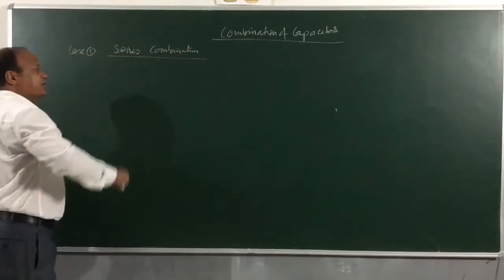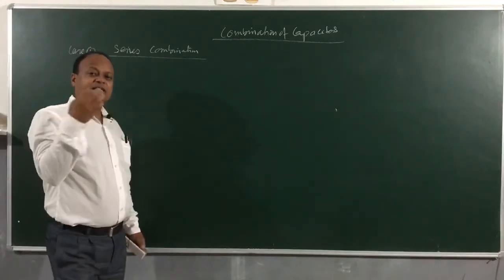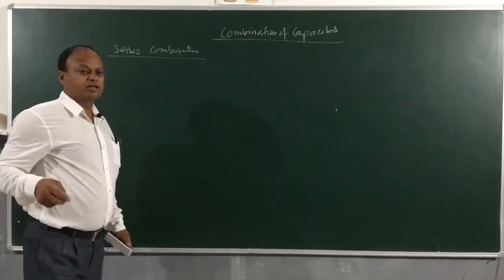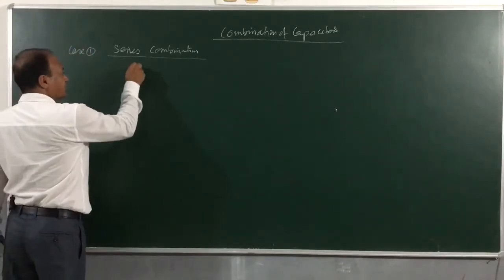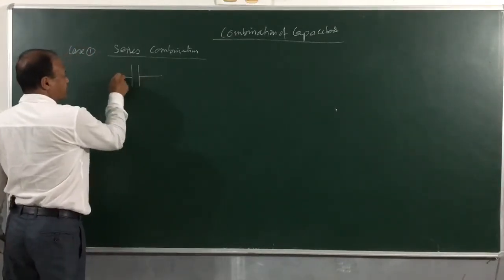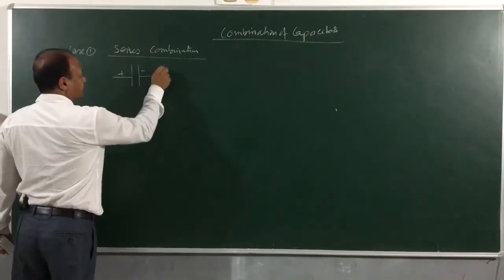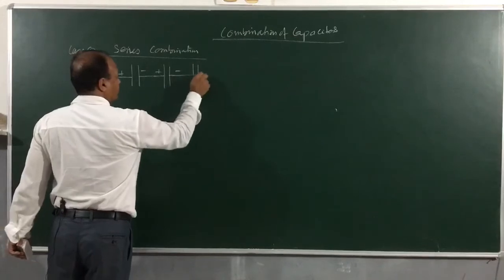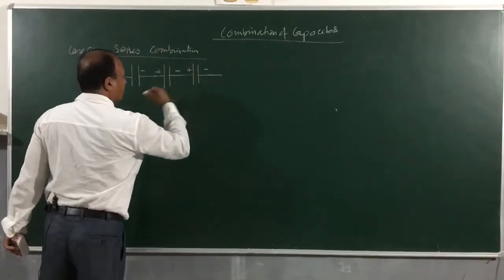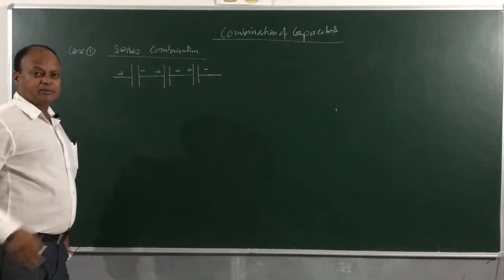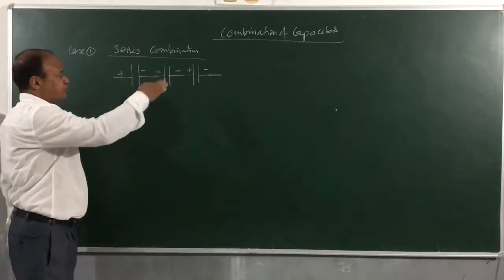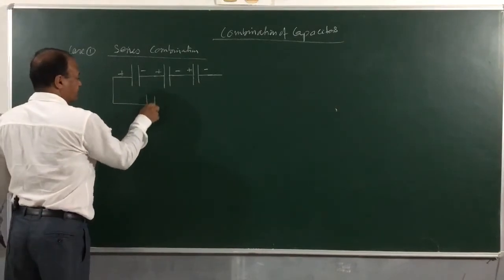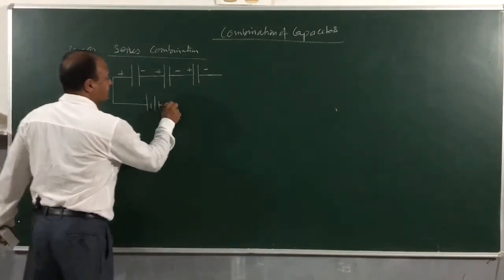So what is series combination? If you combine capacitors in such a manner that the positive terminal of one is connected to the negative terminal of the next, positive and negative, positive and negative, and so on. I am combining a number of capacitors end to end like this, and then here I am connecting an external battery and a key.